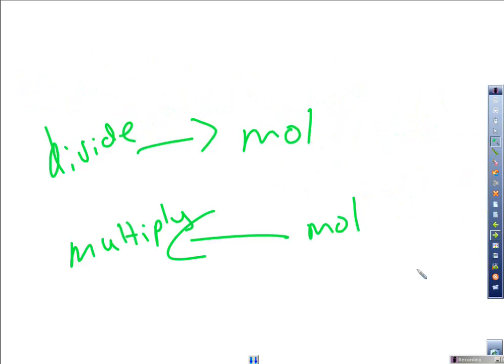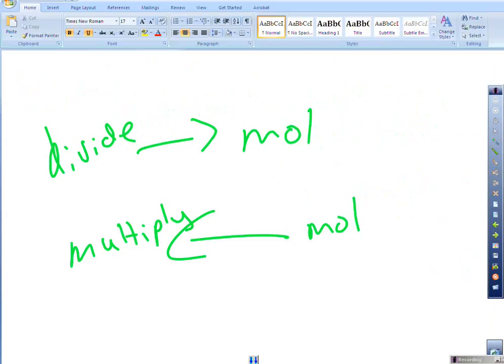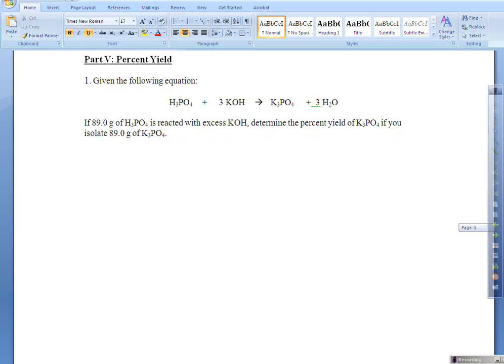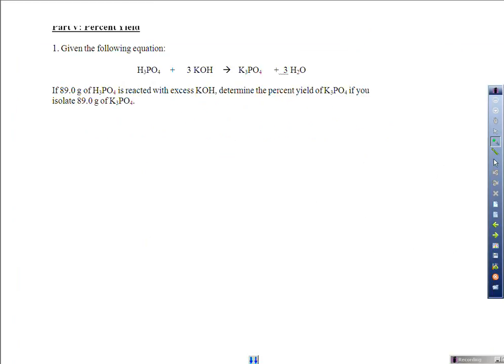Now, what you're going to do for limiting reagent and percent yield. All right, with percent yield, what you want to do is do a gram-to-gram problem. We're looking at percent yield, a gram-to-gram problem, grams of this and grams of that. We start with grams of this, and it wants the percent yield of K3PO4. So you do a gram-to-gram problem of H3PO4 to K3PO4. We just did one, so you should be able to do one yourself.